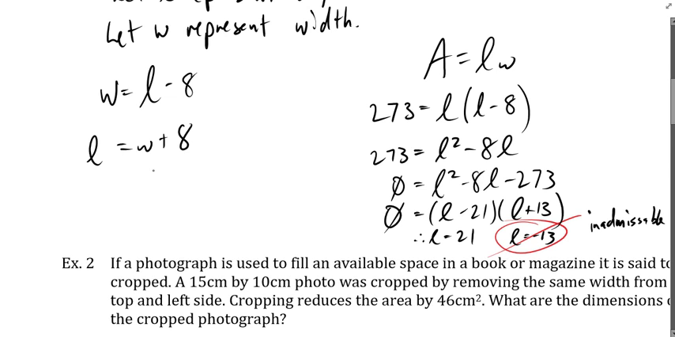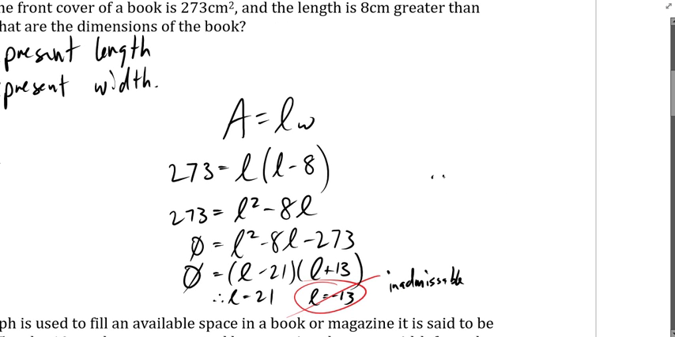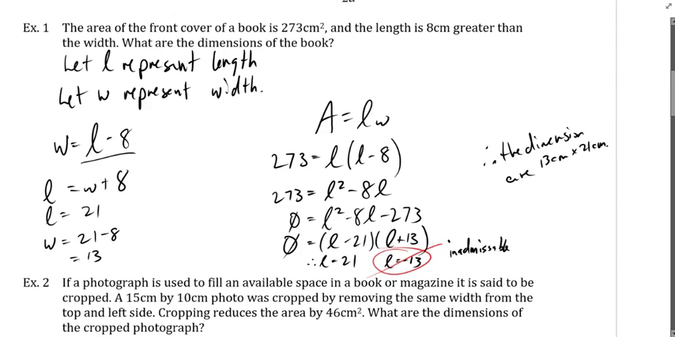I use this formula over here. So my length is 21. My width is my length minus 8. So 21 minus 8, which is 13. Therefore, the dimensions are 13 centimeters by 21 centimeters. Difference of 8. Yes? Where did X come from?